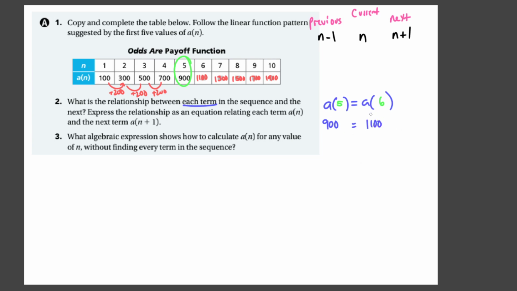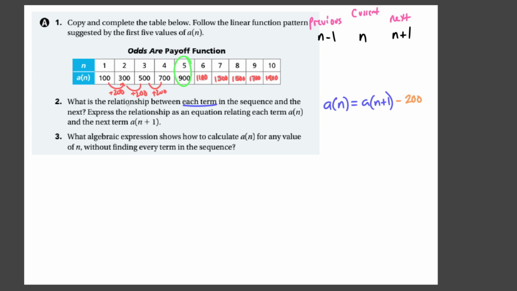But that's not right. I have to change this side somehow, right? So what I need to do is subtract 200. 900 is not equal to 1100, but 900 is equal to 1100 minus 200, which means in my original equation, I need to subtract 200. So if I go all the way back, my equation is going to be A of n is equal to my next term minus 200.